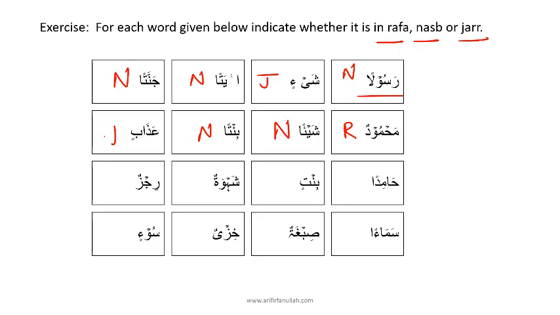Adhabin, this would be in jar. Hamidan, nasab. Bintin, jar. Shahwatun, this means desires, this is in rafa. Rijzun, this is also rafa. Sama'an, so this is nasab. Sibghatun, this is rafa. Khizyun is rafa. And su'in is jar.